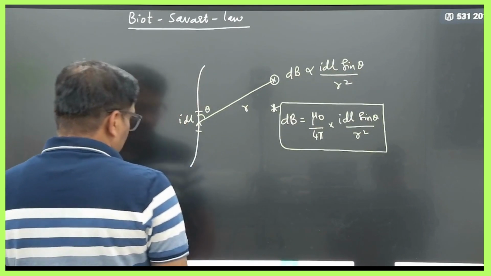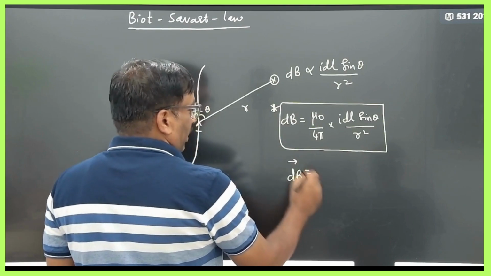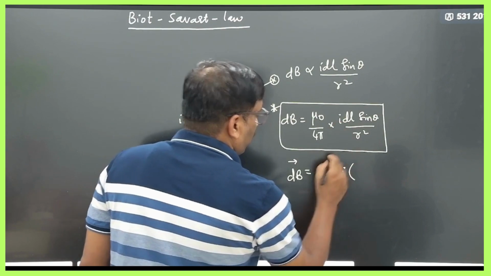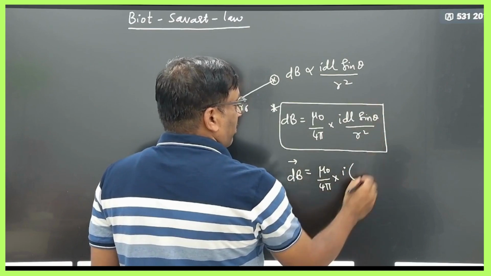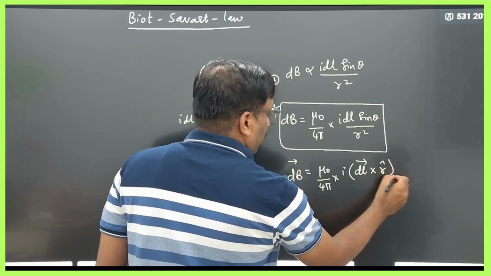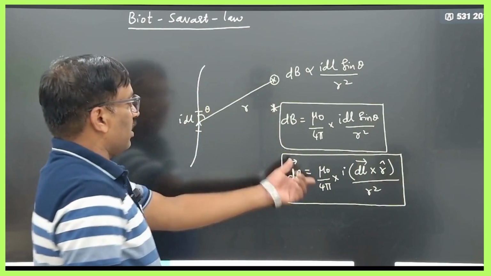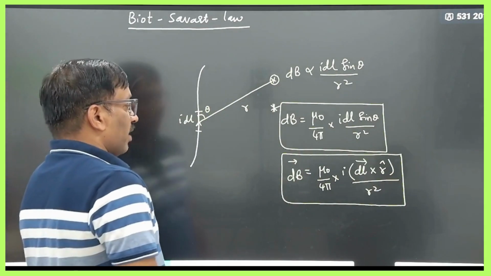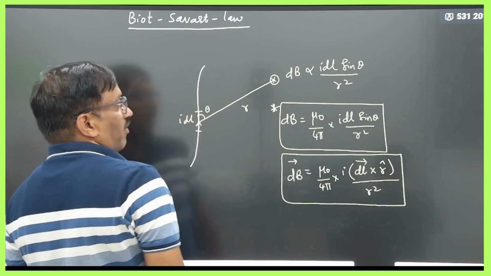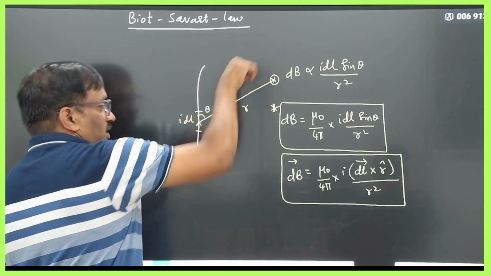Let us see, we can rewrite this equation. Vectorially, dB equals mu naught by 4 pi into I into dl cross r cap, divided by r square. This is the vector form, and in this way we can determine the direction. This is the dl element, this is your r vector, so dl cross r will be your magnetic field. The magnetic field is into the board.